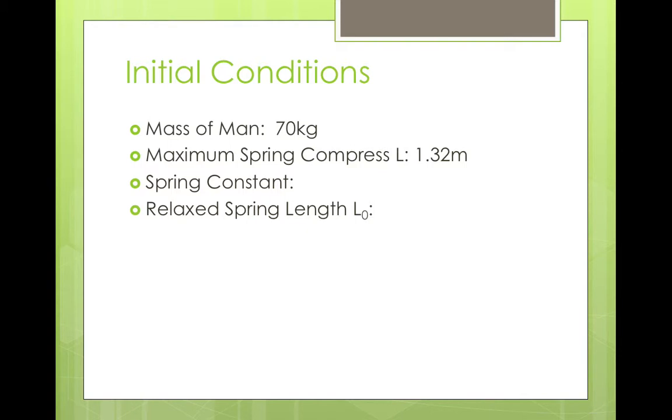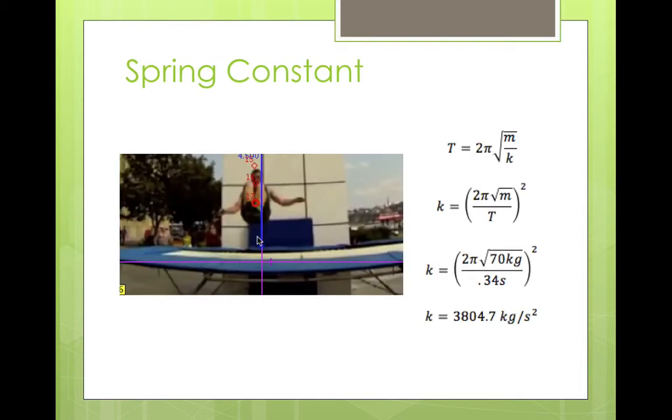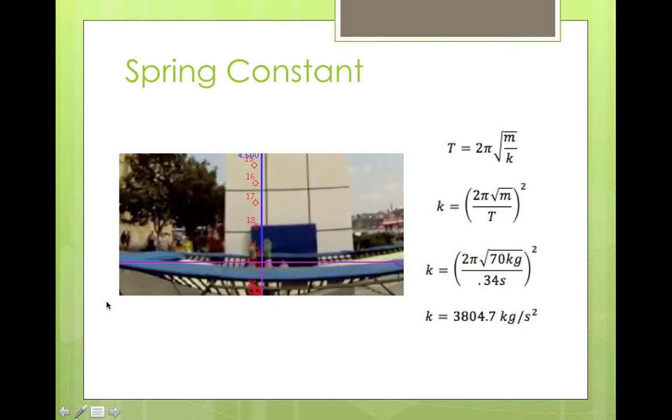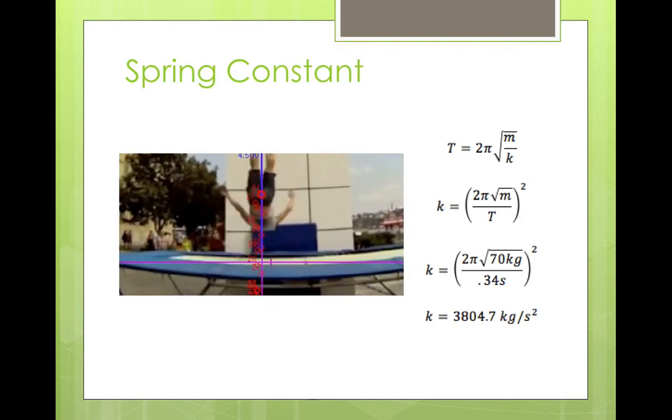The spring constant and relaxed spring length needed to be calculated. When calculating the spring constant, the time it took for the man to make contact with the trampoline was determined to be the period. That time interval was 0.34 seconds, and along with the mass, the spring constant was found to be 3,804.7 kilograms per second squared.